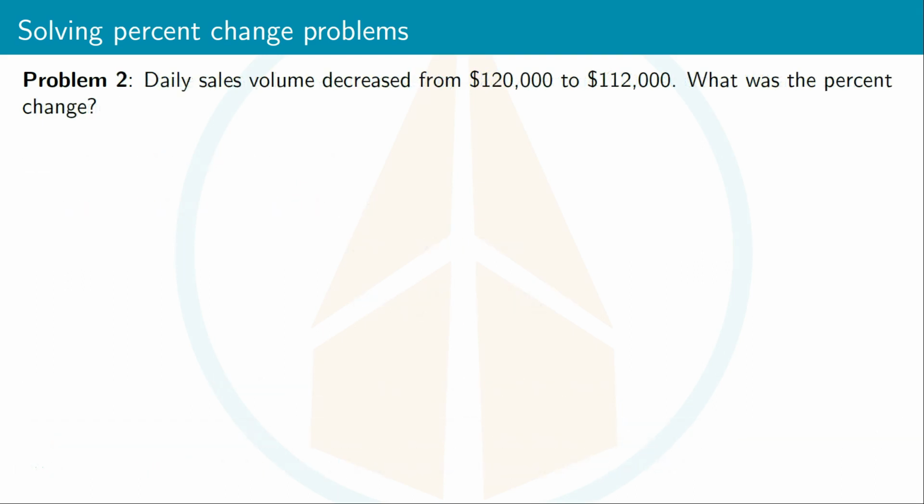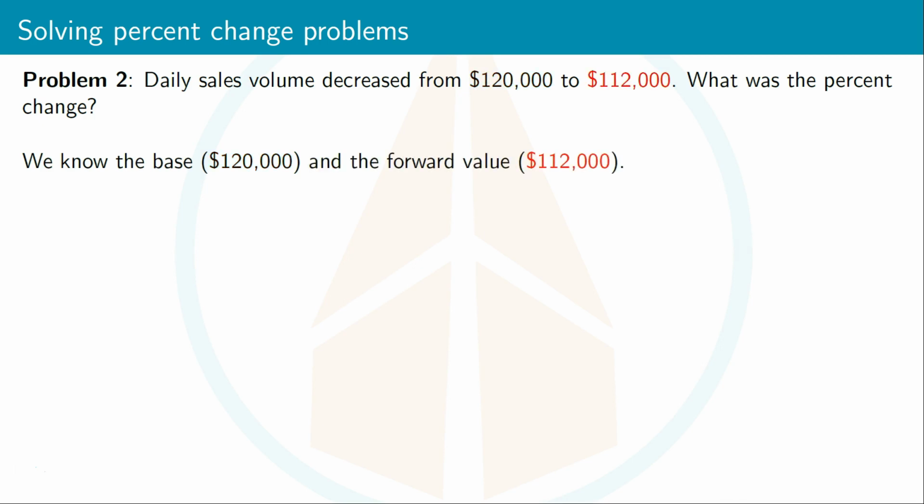Problem 2. Daily sales volume decreased from $120,000 to $112,000. What was the percent change? We know the base, $120,000, and we know the forward value. It is $112,000. We need to find the rate, and again we'll use a letter to denote it. Let letter R be the rate per one.